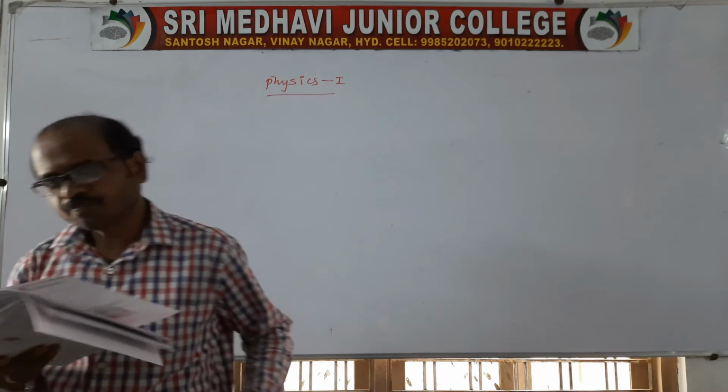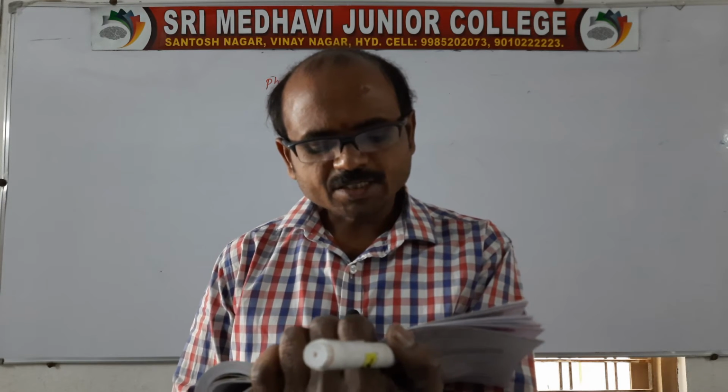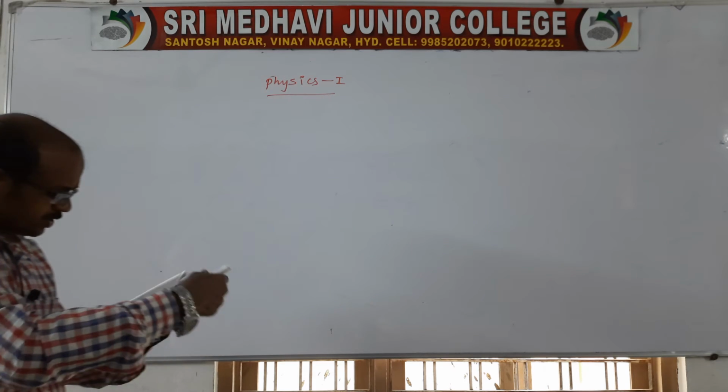Look at the fifth question. The average depth of the Indian Ocean is about 3000 meters. Calculate the fractional compression delta V by V of water at the bottom of the ocean, given that the bulk modulus of water is given. So, first write the given data.